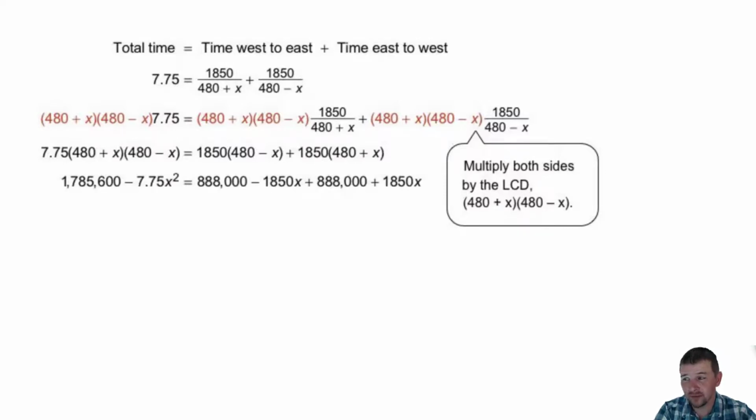Continuing to multiply using the distributive property, collect like terms, and simplify, we get to the equation negative 7.75 x squared equals negative 9,600. So x squared equals negative 9,600 divided by negative 7.75. So x is approximately equal to plus or minus 35.